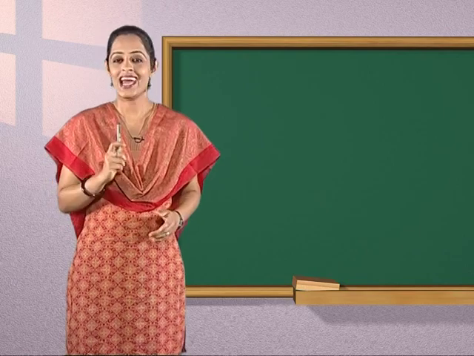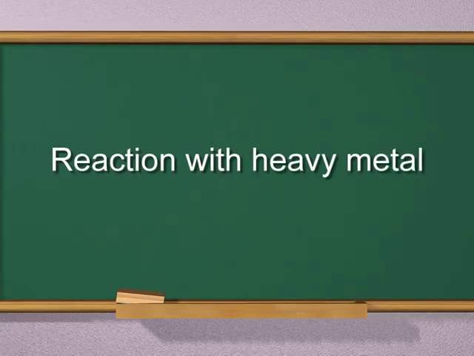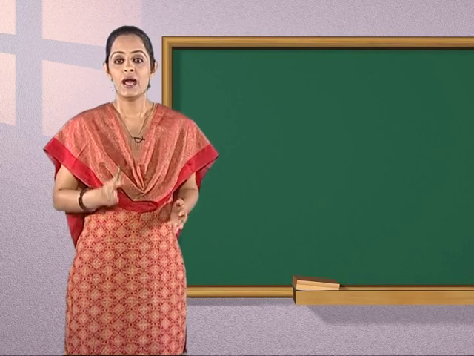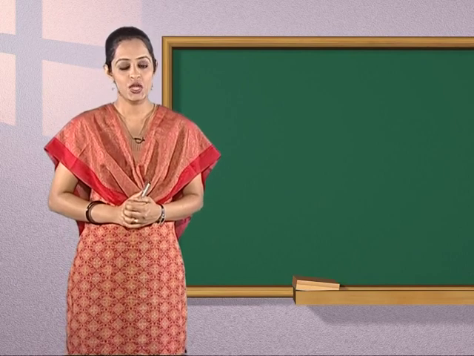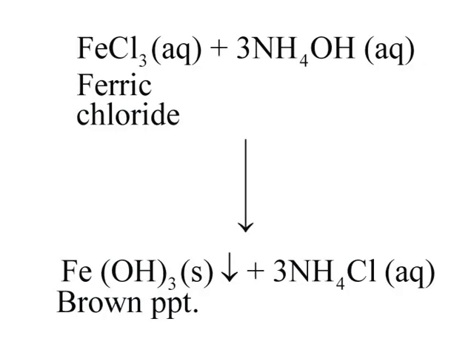Children, let us now learn about reaction with heavy metal salt solutions. Ammonium hydroxide reacts with many metallic salts and precipitates them as hydroxides. Let us take an example. Ferric chloride reacts with ammonium hydroxide to form ferric hydroxide and ammonium chloride.